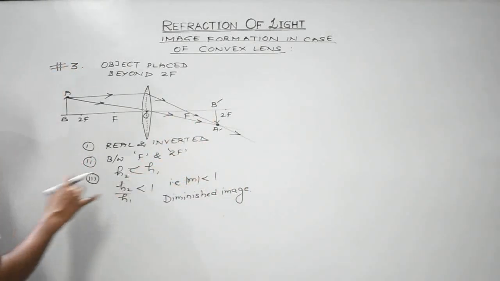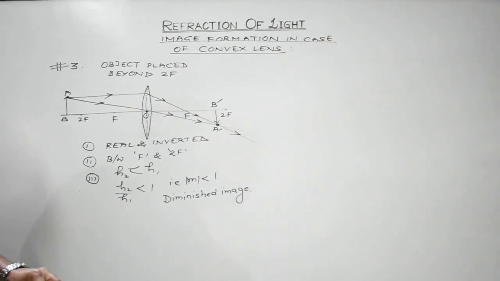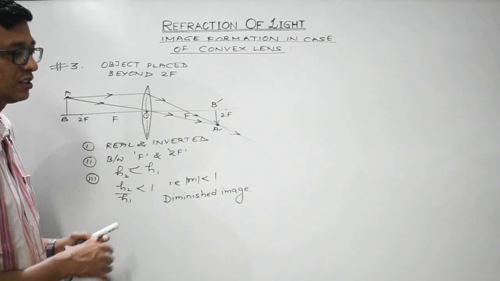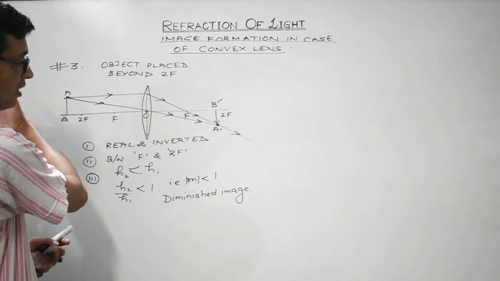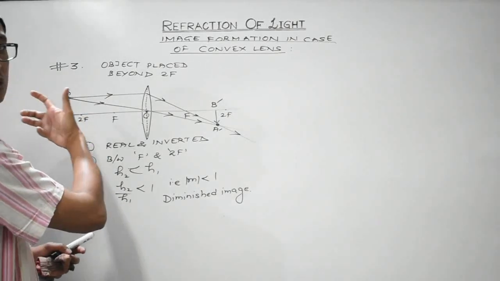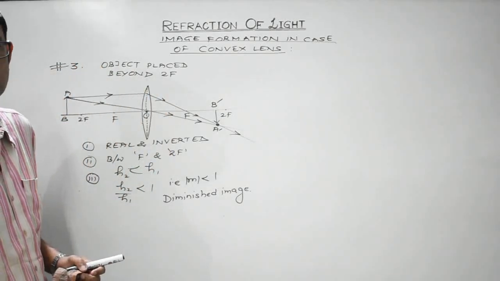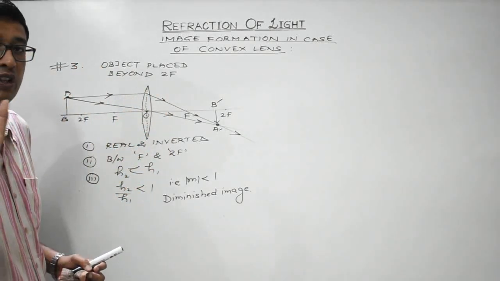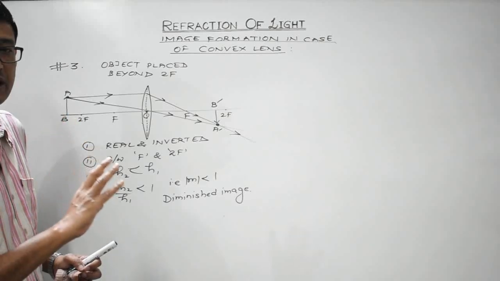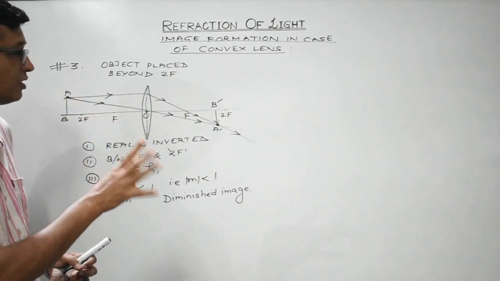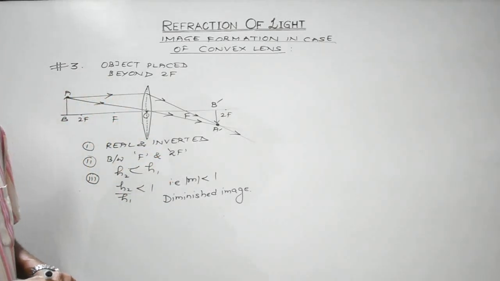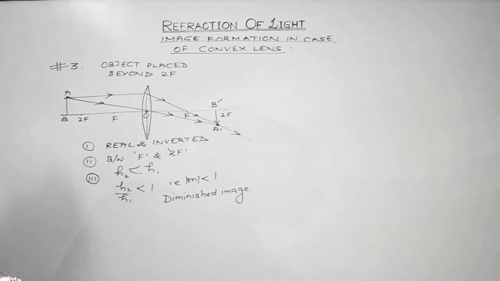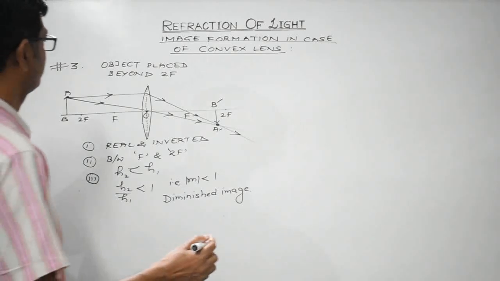So these are the properties associated with the image in this particular case, right? What we are doing here is gradually bringing the object closer towards the convex lens. So far we have discussed 3 cases: object at infinity, object at a very large distance, and object beyond 2f. Now students, let's discuss case 4.